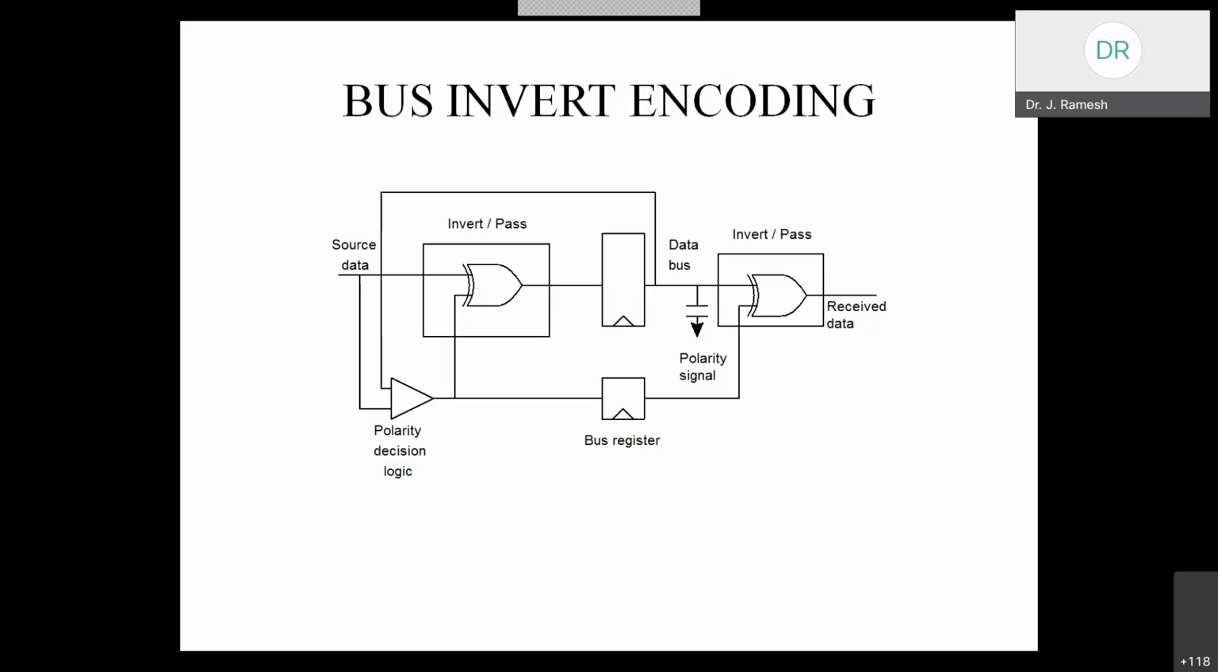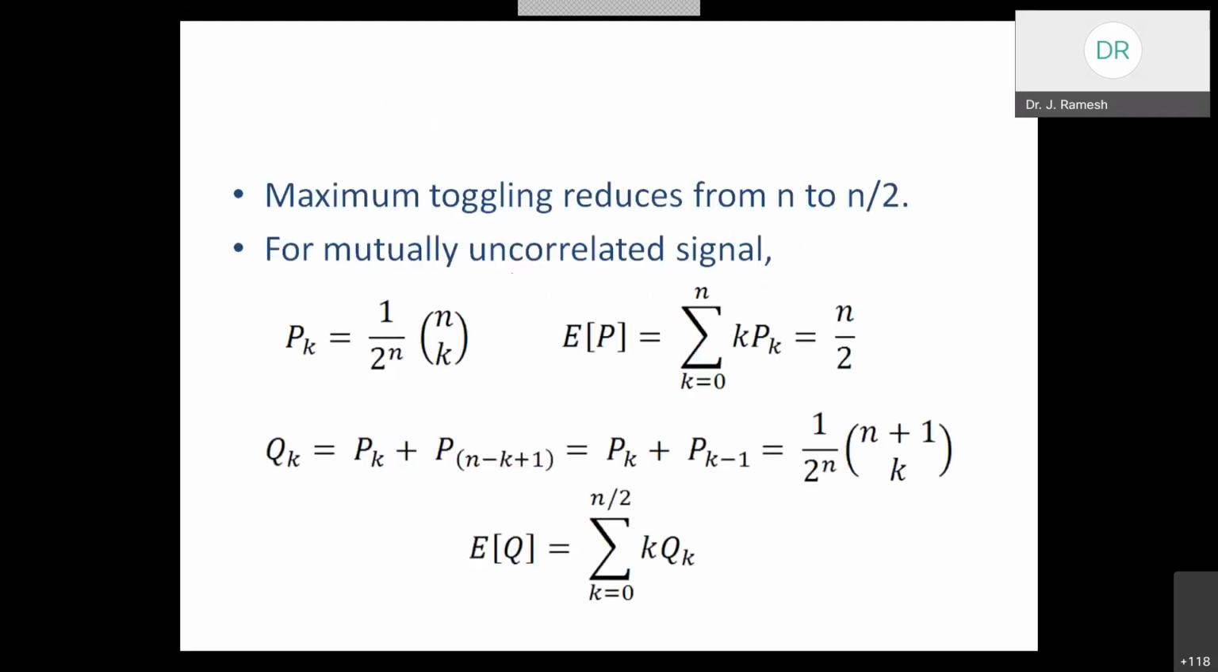So for this we have to go for a compromise of decision logic. That decision logic will definitely increase the area. Okay, so we have to carefully see that the power consumption of the decision logic should not be greater than the power due to the switching activity. If we are able to decide that, then we will be able to introduce the decision logic in order to go for bus invert encoding. So that way we can reduce the power consumption.